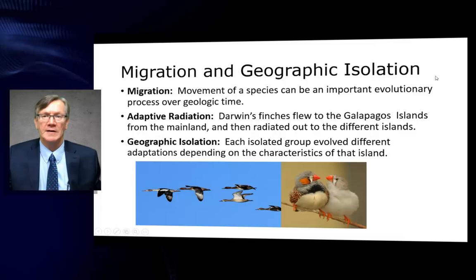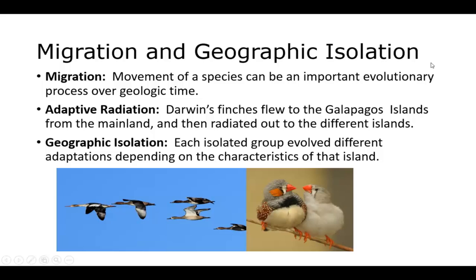Migration and geographic isolation. Migration, the movement of a species, is important in the evolutionary process over time. Adaptive radiation: Darwin's finches flew to the Galapagos Islands from the mainland of South America and then radiated out to the different islands. Each island had a different ecosystem, and those specific finches on each island adapted to the specific ecosystem. Geographic isolation: each isolated group evolves different adaptations depending on the characteristics of the island.